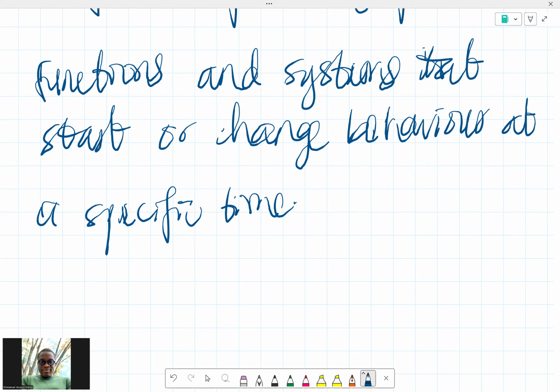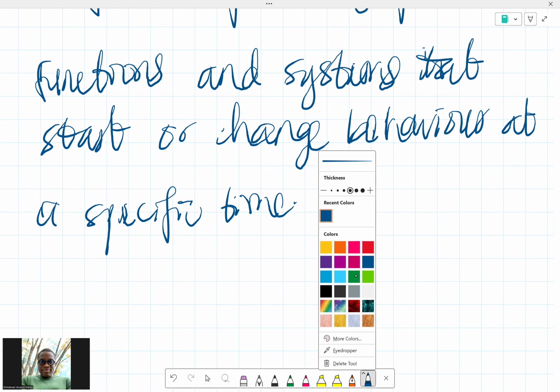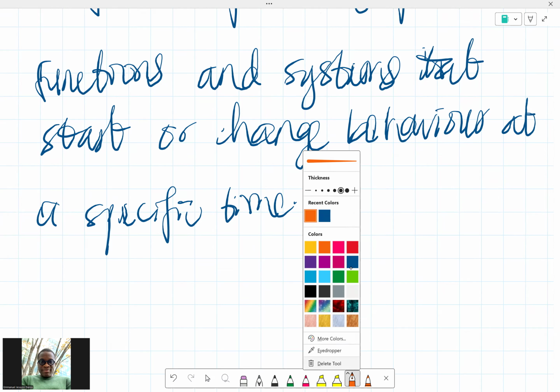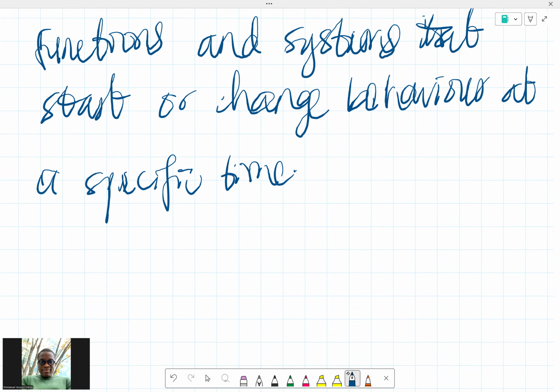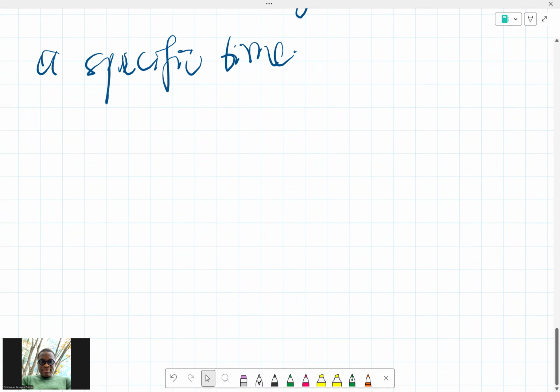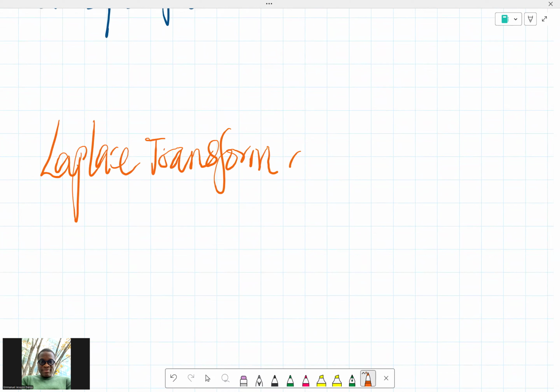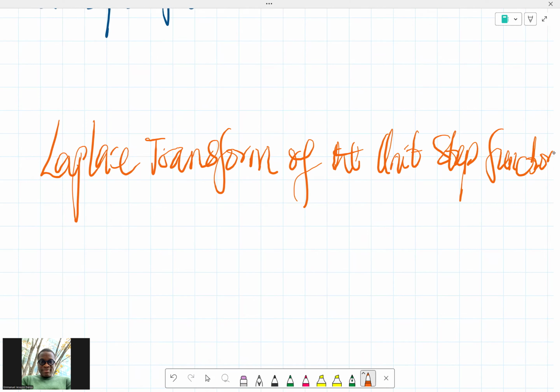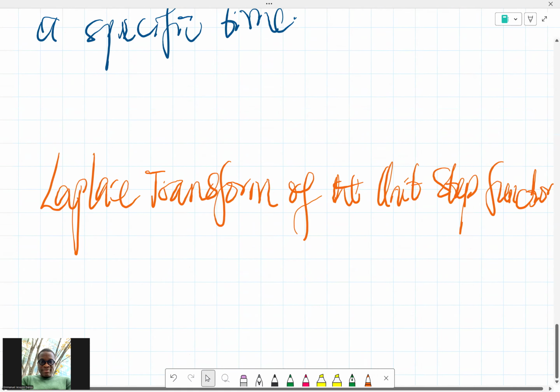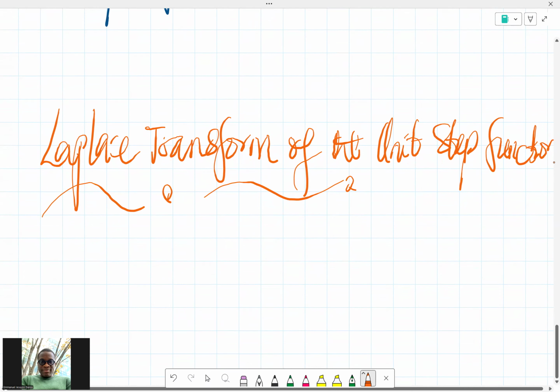Having talked about this, let's move on. Now let's talk about the Laplace transform of the unit step function. That's the key deal here. We've seen the function itself. Now let's see its Laplace transform.